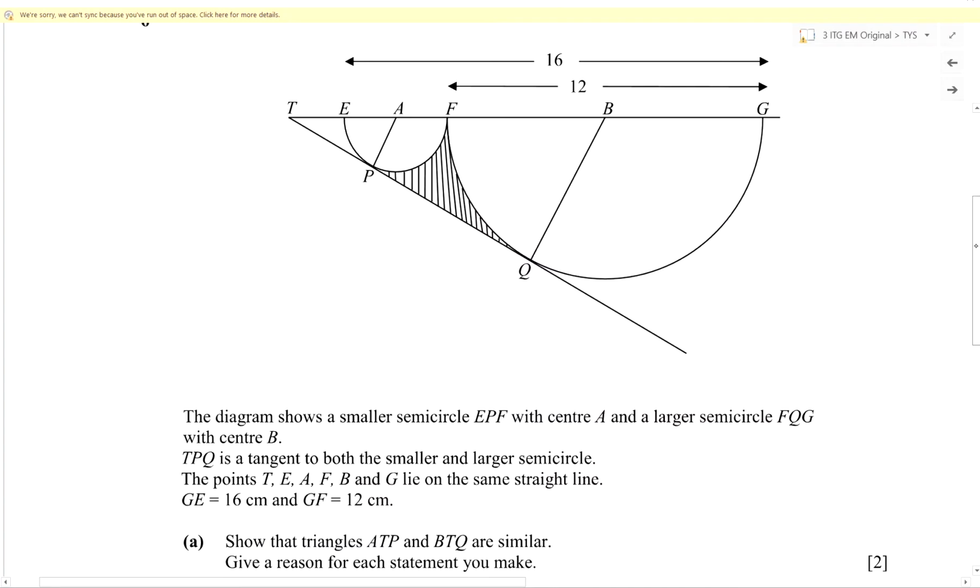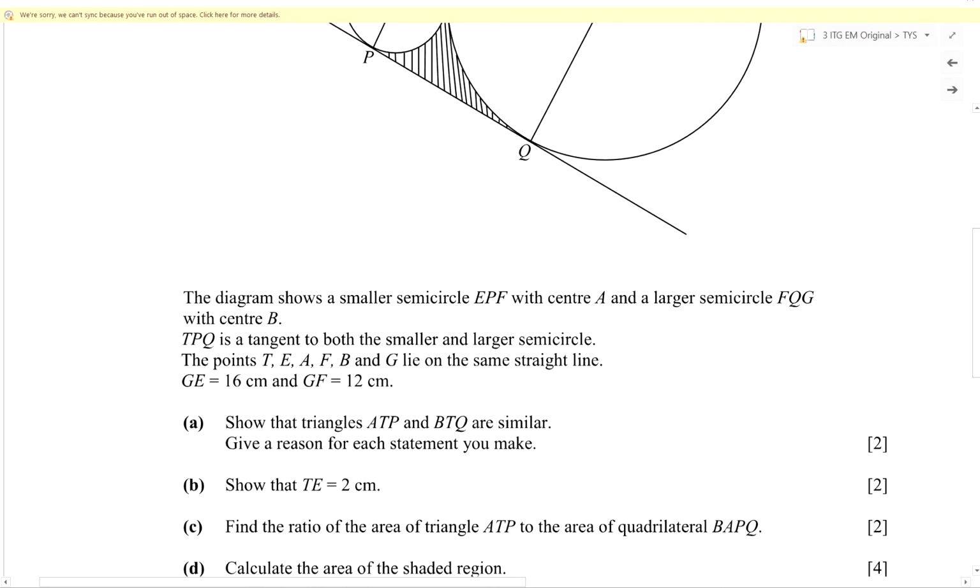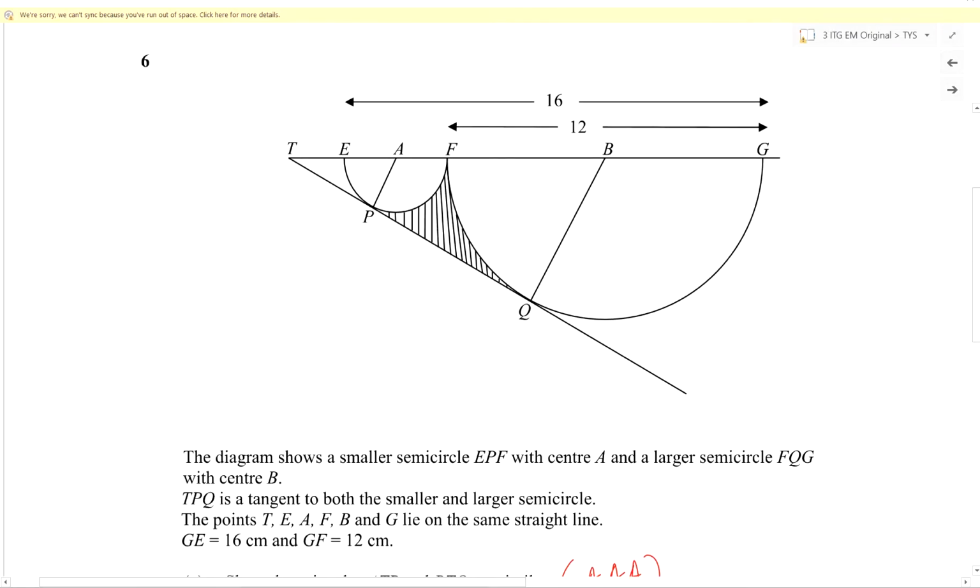To show that they are similar, you would have used the AAA similarity test. Okay? No other way. Showing that it is 2 cm requires you to consider similar triangles. So this being 2 cm, this being 6 cm, the ratio is 1:3. So the ratio over here will be 1:3.